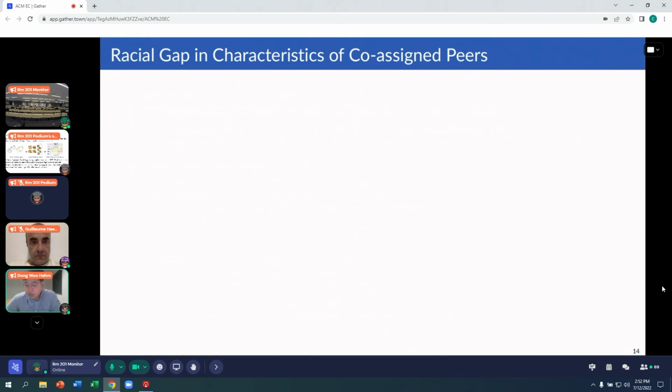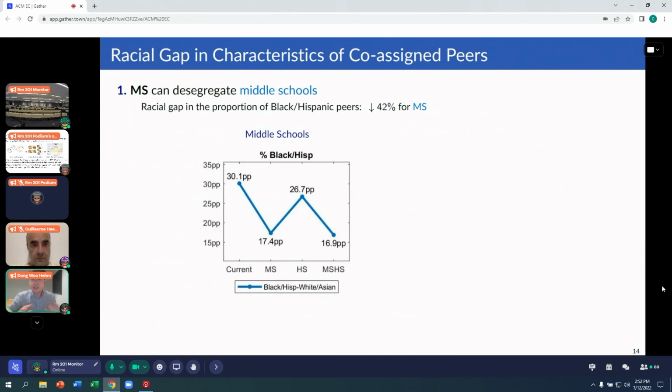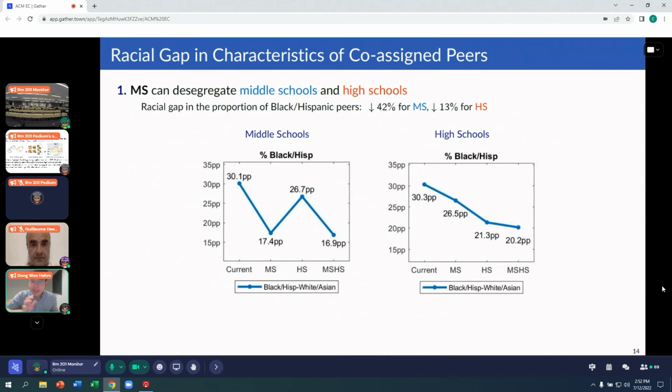And here's the finding of our counterfactual analysis. First of all, a middle-school-only admissions reform can desegregate middle schools. Not surprising. But on top of that, through the middle school's effects on high school choice that we have documented in this paper, we find that the middle-school-only admissions reform can also desegregate high schools. And also, combining the middle and high school admissions reform is more effective in desegregating high schools than the high-school-only admissions reform.